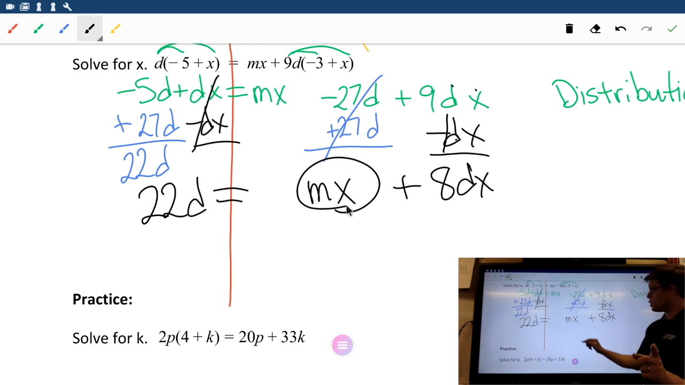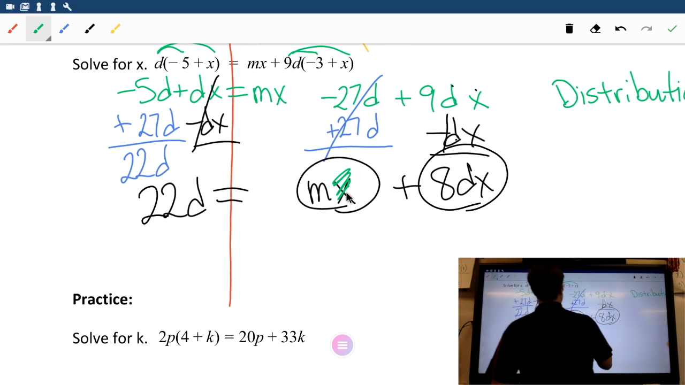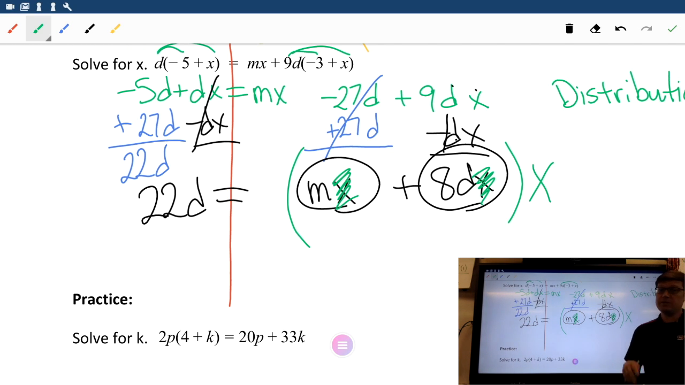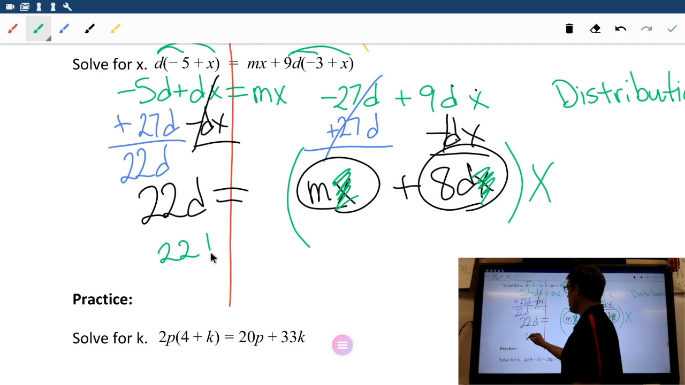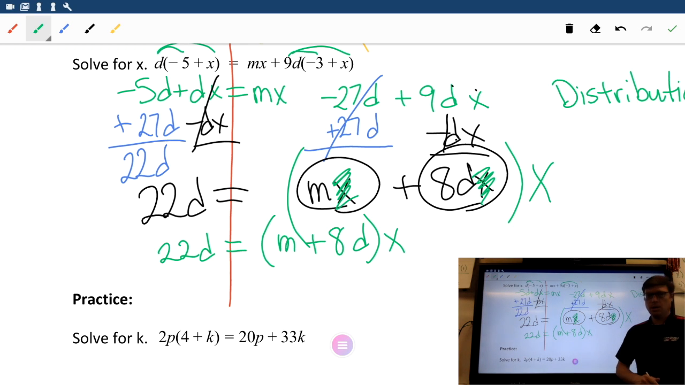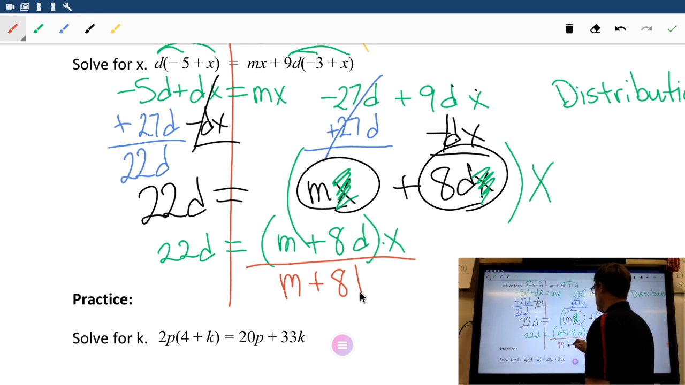And the trick is this term and this term, they're both being multiplied by x. So factor x out of it, meaning take it away, put everything in parentheses with x on the outside. That's factored. It's a math term that really means split a product into its pieces. So this product of mx plus 8dx has x as a factor. So I'm going to pull that factor out. And then what I'm left with is 22d equals m plus 8d times x. I have the x on the outside, and if I needed to, I could multiply it back in. But all I need to do now is make the thing timesing the x go away. And the opposite of multiplication is division, so bring in the red. M plus 8d.